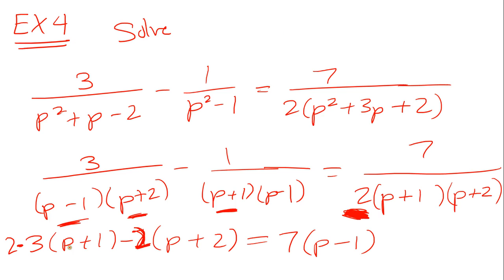So 6p plus 6, because that's his 6. Yeah, that gives you 6. And this was actually 2 times 1, which gave you 2. Because remember, there's a 1 here, because this 1 was multiplied by 2, this 3 was multiplied by 2, and this 7 over 2 was multiplied by 2 just to leave 7. Right.